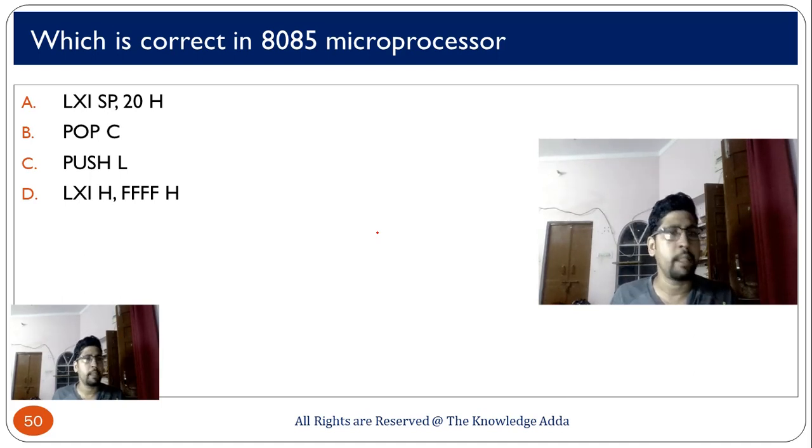So in this series I have covered 25 questions. In the next series I am also going to cover questions 25 to 50. So these are some basic questions related to the introduction part of the 8085 microprocessor. Hope you have enjoyed these questions.